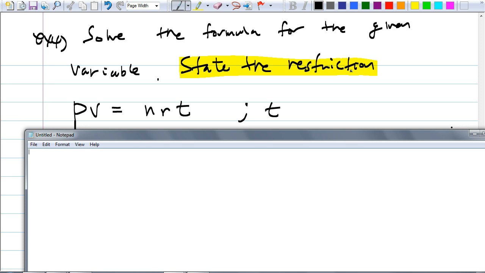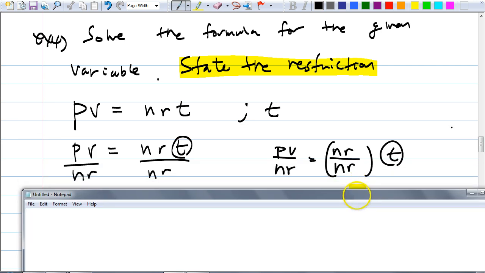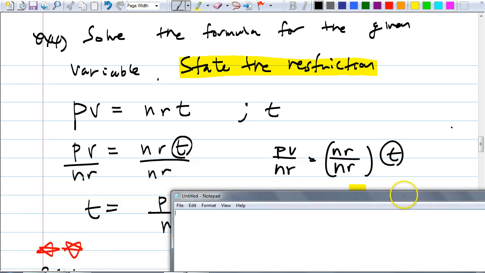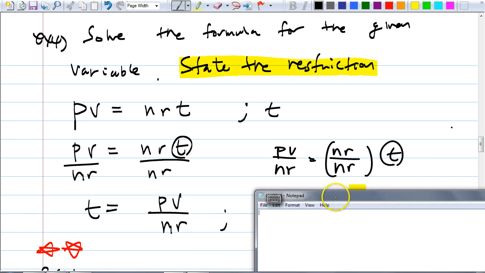So Chris, what did you do first to solve for T? That's right. I did that too. When you divide by NR, you get, of course, T by itself, don't you? So I get T equals 2PV over NR, right? Now, how many variables do I have on the denominator, Jaemin? 2. So how should we write our restriction?